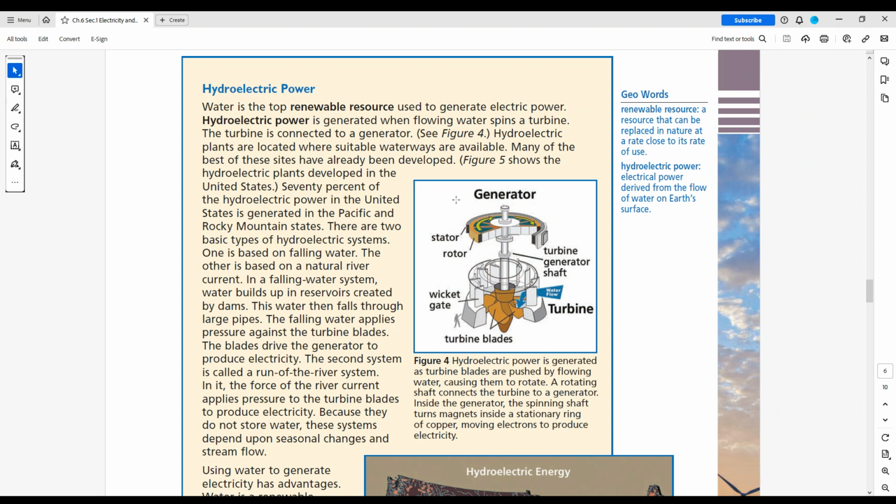And there are run-of-the-river systems, electricity generators in Janesville and Beloit. The Rock River flows from north to south, generating that electricity.